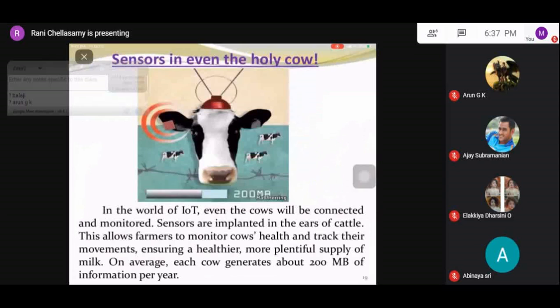Okay. Even we can fix sensors in the cow. In the world of IoT, even the cows will be connected and monitored. The sensors can be implanted in the ears of the cattle. This allows the farmers to monitor the cow's health, track their movements and ensure a healthier and more plentiful supply of milk. On average, each cow generates 200 MB of information per year. From the sensors, all the information about the cow will be relayed to the farmers. Okay.